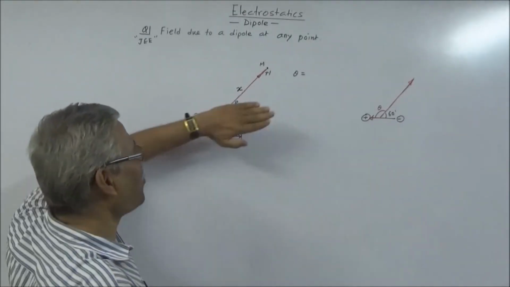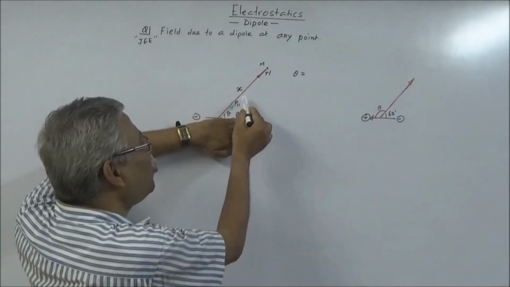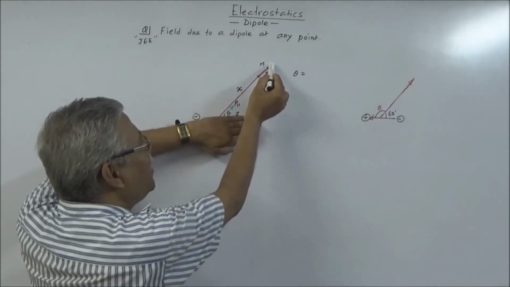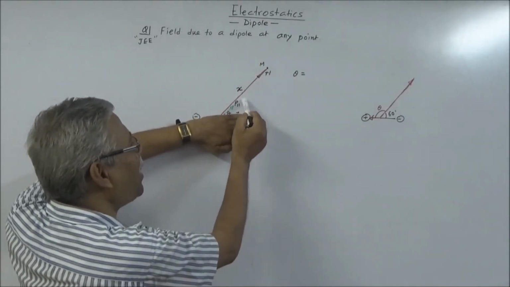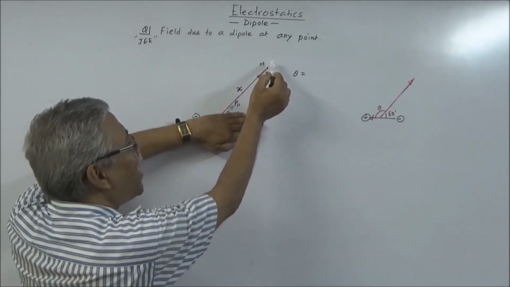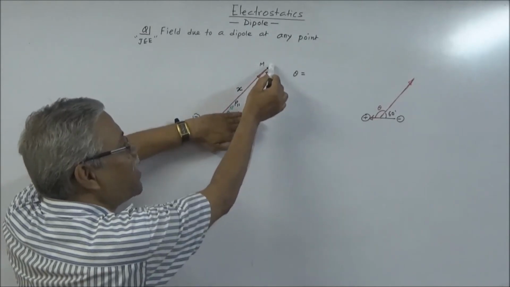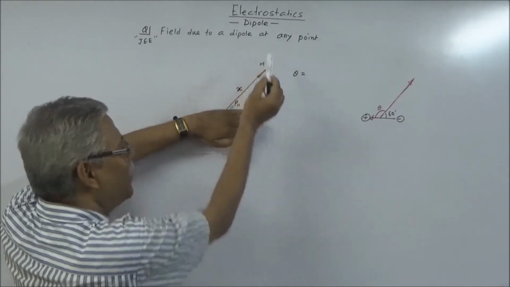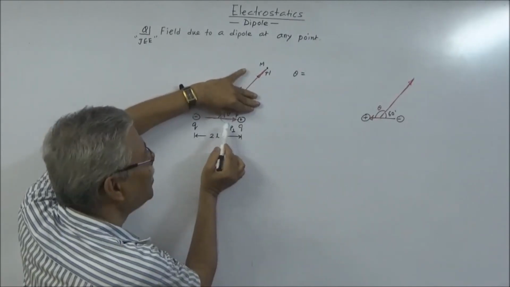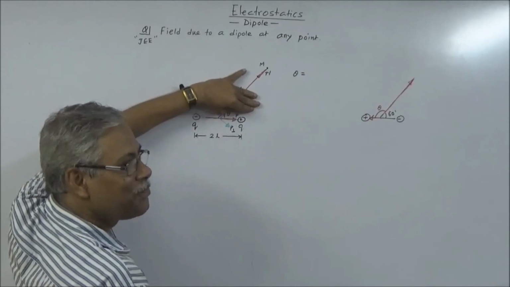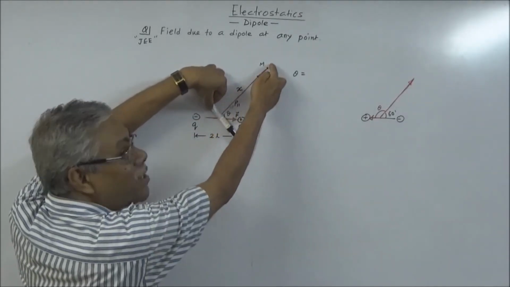First you forget about P perpendicular. Consider P parallel only. With respect to P parallel, isn't this an axial position? Correct? And now close this. With respect to P perpendicular, is this an equatorial position or not? Yes. With respect to P perpendicular, this is an equatorial position.